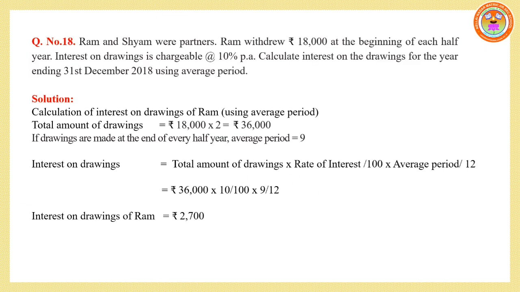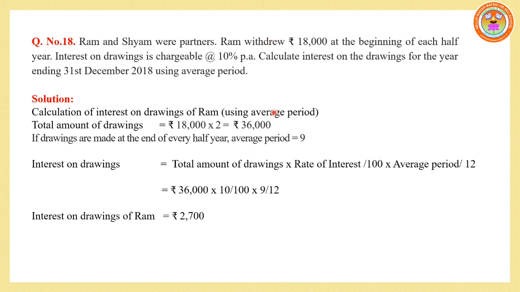Then question number 18. Ram and Shyam were partners. Ram withdrew rupees 18,000 at the beginning of each half yearly. So underline this word, beginning of each half yearly. Interest on drawings is chargeable at 10% per annum. Calculate interest on drawings for the year ending 31st December 2018 using average period method. So under half yearly, three situations are there: beginning of each half yearly, middle of each half yearly and end of each half yearly. Whereas Ram has withdrawn beginning of each half yearly.